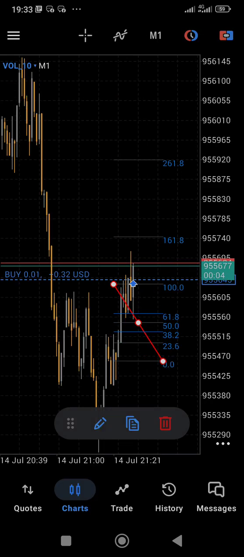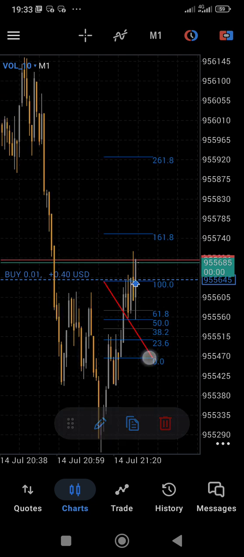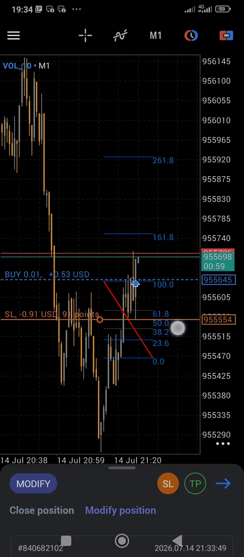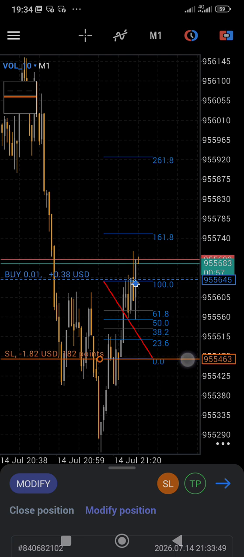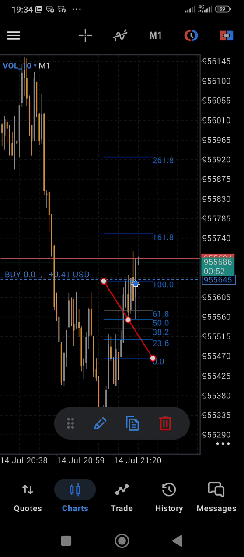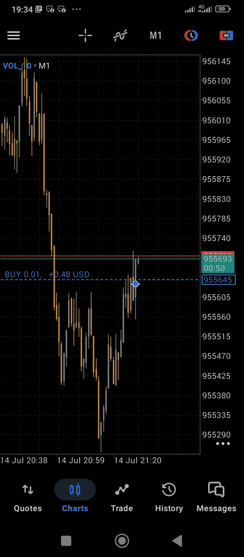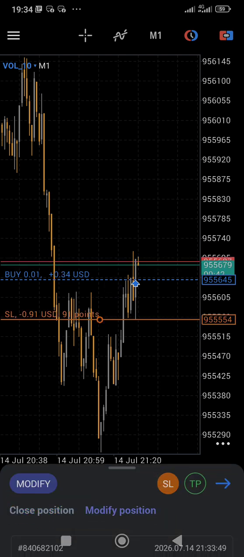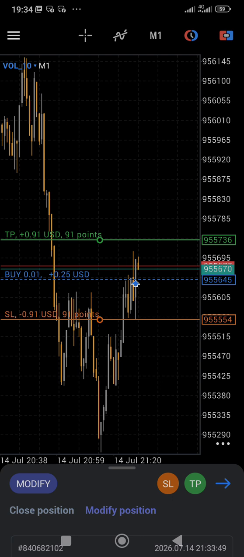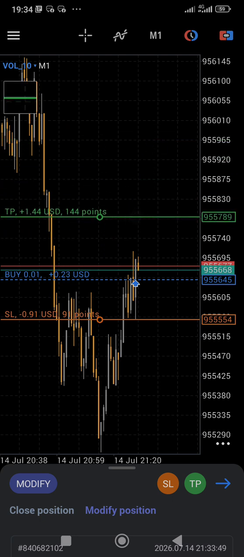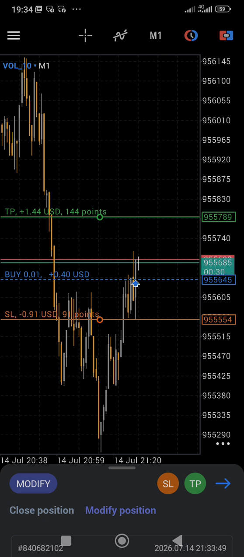I use this as a substitute for my order flow. So normally this is what I use for my order flow. So what I'm going to do is place my stop loss and a take profit. The take profit is 1.44 and 0.91 for my stop loss.